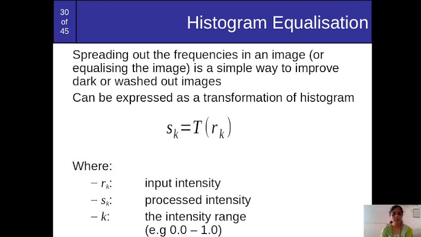So here we are applying a transform function T, and Rk is nothing but the intensity value. Whenever we apply any transformation to an intensity value, we are going to get a new intensity value, which is the processed intensity value. K is the corresponding intensity range, which lies from 0 to 1.